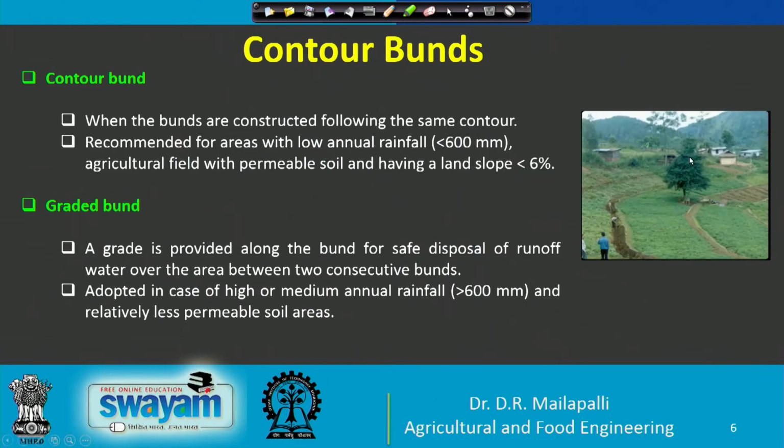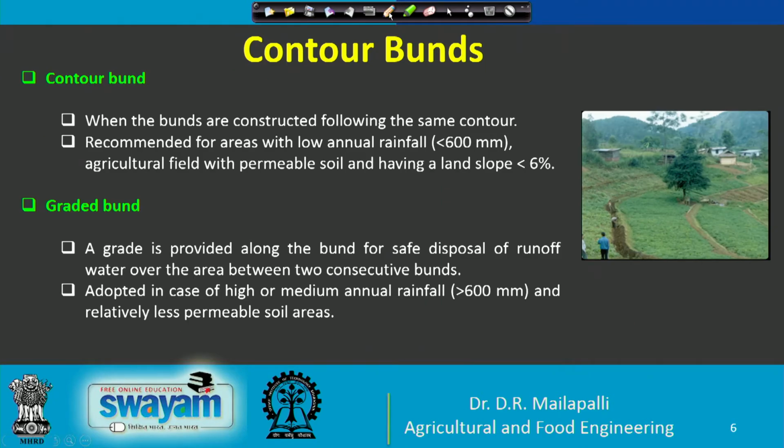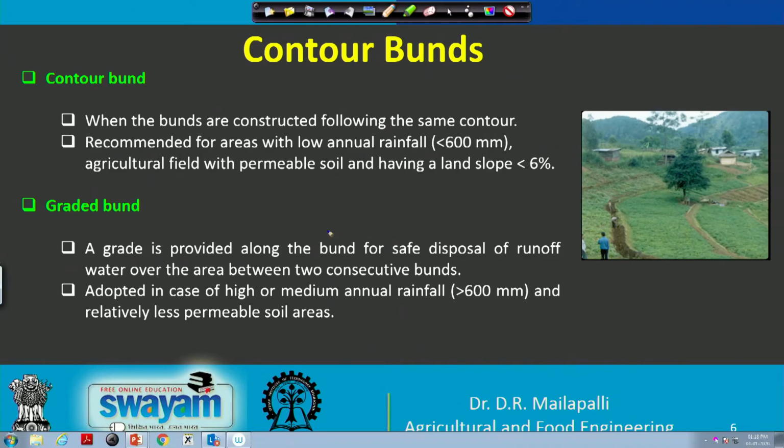Let us see, the contour bunds are basically the bunds which are following the contours. So, for example, here, contours are equal elevated points on a watershed. So, bunds are constructed along the contours, so the bunds are constructed following the same contour.